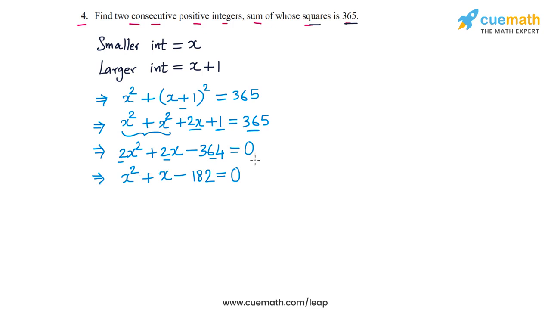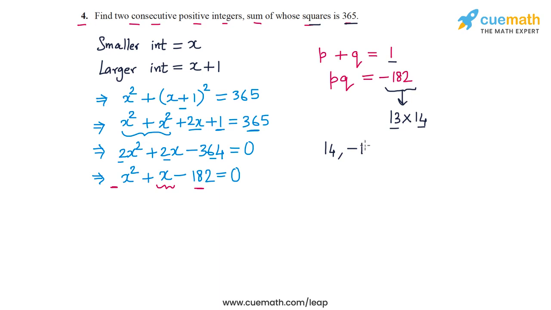Now to solve this quadratic equation, we will split the middle term x. So we need to find two numbers p and q such that their sum is the coefficient of x, which is 1, and their product is the coefficient of x square, which is 1, times the constant term, so this is equal to minus 182. To figure out this pair of numbers, you will have to think about the factors of 182, and you can note that 182 can be written as 13 times 14, and the difference of 13 and 14 is 1. So from here we can immediately guess that, because we need the sum to be 1 and we need them to be of opposite signs, the two numbers will be 14 and minus 13.